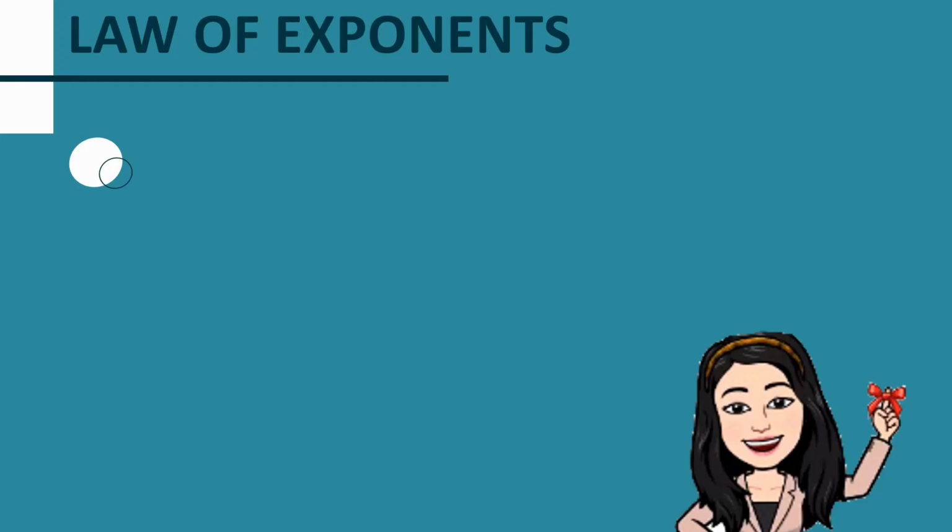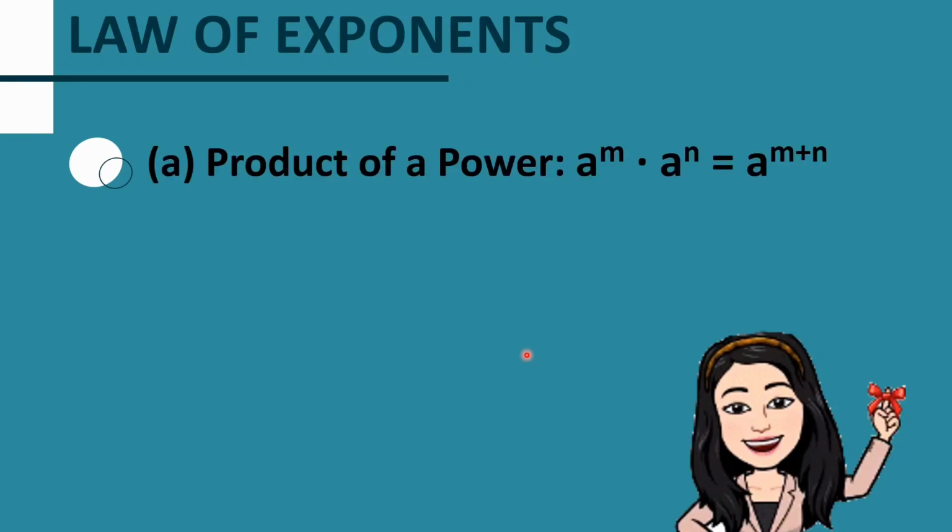To help us simplify zero and integral exponents, it is necessary that we recall the laws of exponents. So, the first one is the product of a power, or a raised to m times a raised to n. So, it states that it is equal to a raised to the power of m plus n.